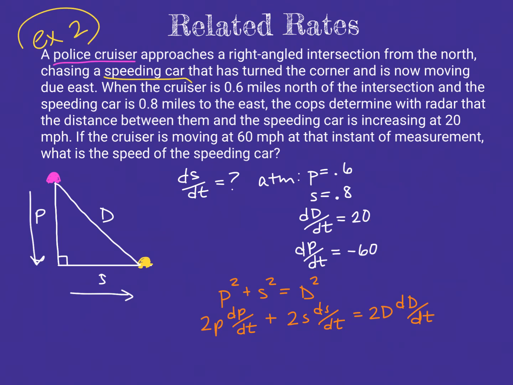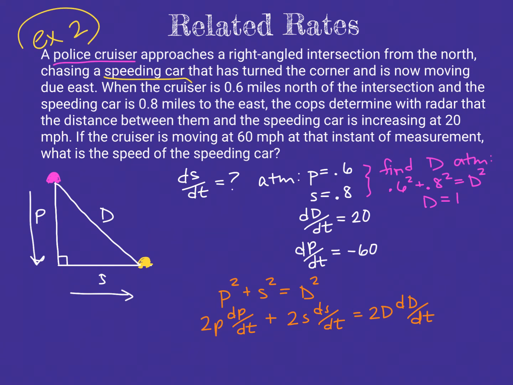Well, if p is 0.6 and s is 0.8, can we use the Pythagorean theorem to find d? We totally can. 0.6 squared plus 0.8 squared would equal d squared. D ends up being 1.